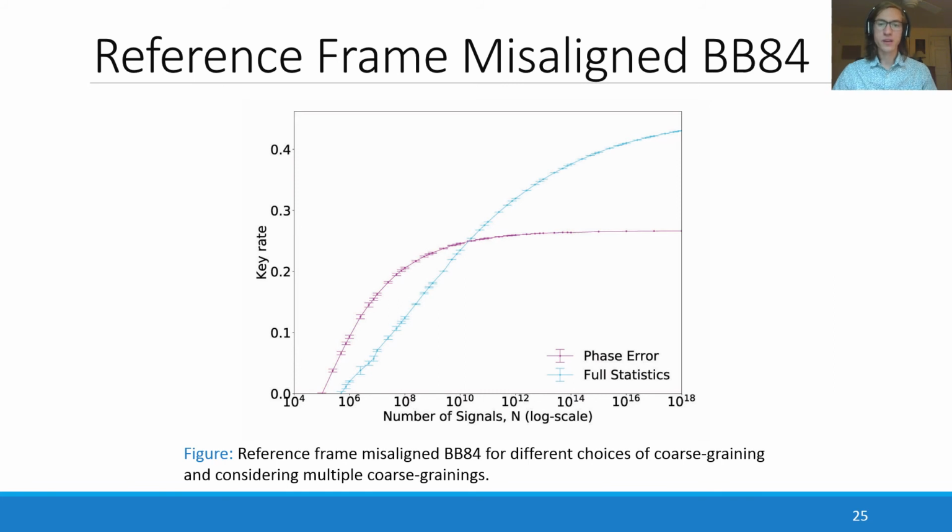But of course we had this whole point that we could optimize over multiple coarse grainings at once. And so if we consider both the phase error and the full statistics at the same time, what we see is we get the best key rate in all regimes. And so this is actually, in some sense, one of the major powers of our numerical solver: its ability to handle multiple coarse grainings, which would be very difficult analytically, and yet in some cases gets you significantly better key rates.